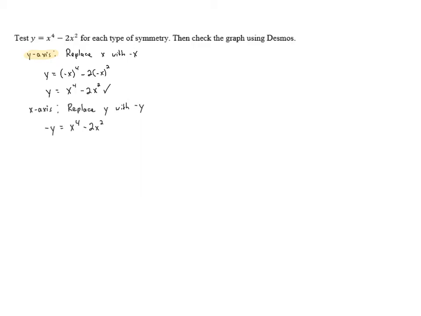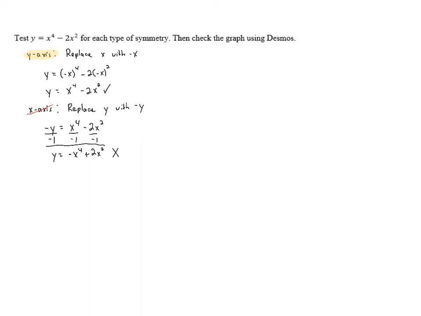And here, if we want to get y alone so that the left-hand sides match up, we can divide both sides by negative 1. And if we do that, this gives us y equals negative x to the fourth plus 2x squared. This does not match with the original equation. They are not equivalent, so there is not symmetry with respect to the x-axis.